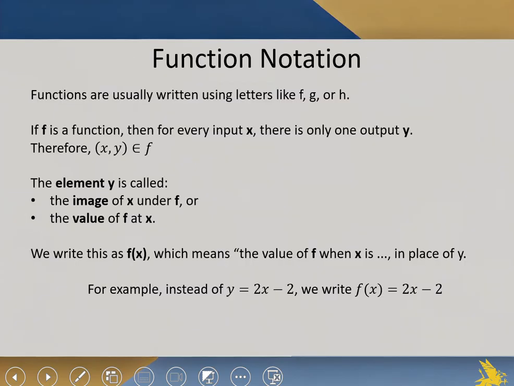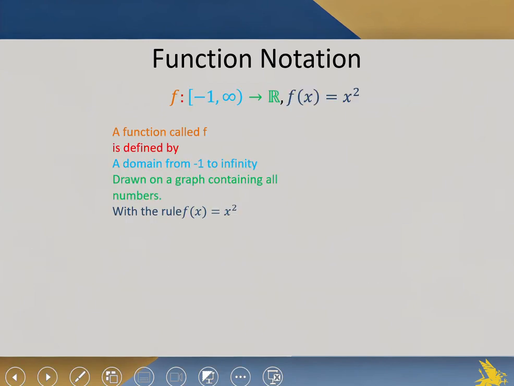Function notation. So we've learned some of the function notation in Unit 1 and 2. We need to understand the words of image. So when it says the element y is called the image of x under f, or the value of f of x. Be mindful of that. We're going to go through some of these questions.